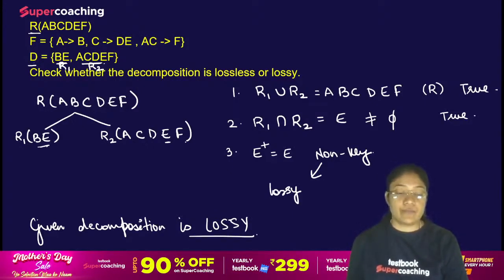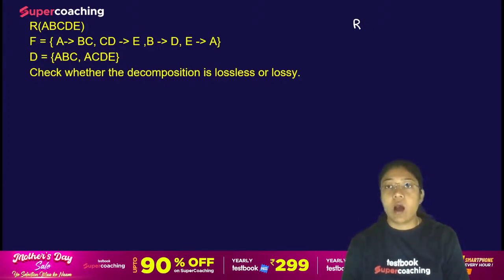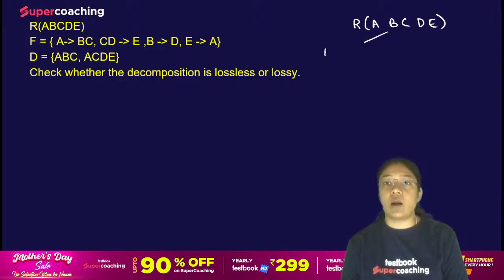Correct? Now let's increase the speed. Here also we are given the relation R which is decomposed into two sub-relations. R having the attributes A, B, C, D, E is decomposed into R1 having the attributes A, B, C and R2 having attributes A, C, D, E.